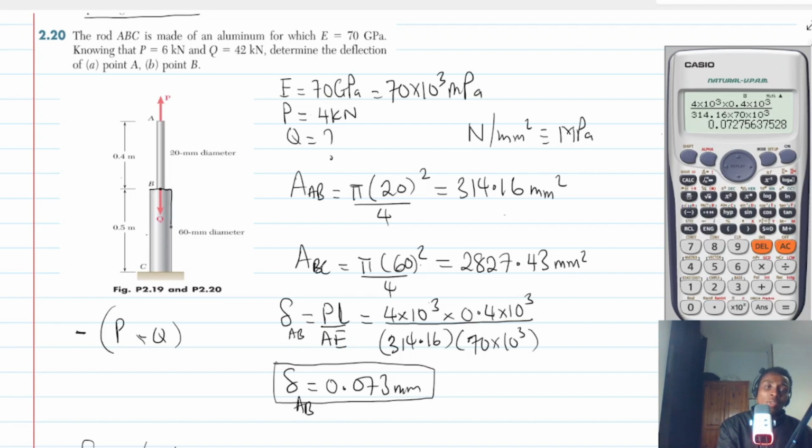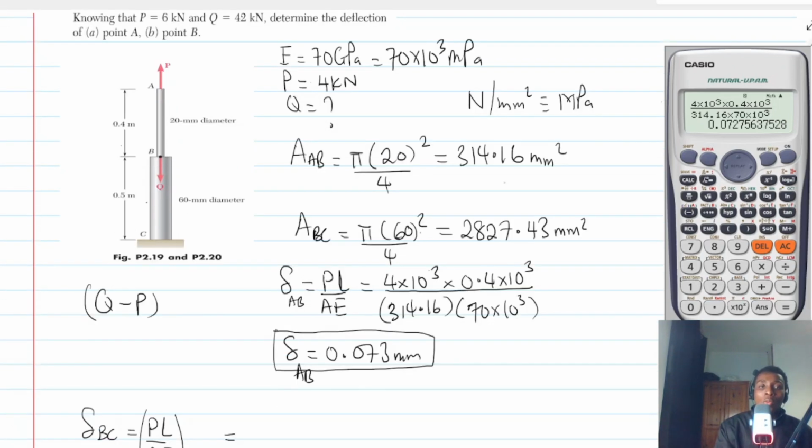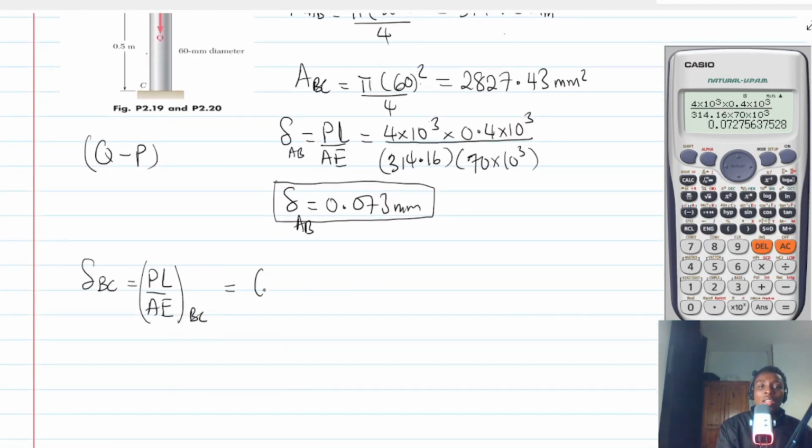But this sort of force is compressive, and it is given by the net effect of P minus Q. But it's a compressive force. So in fact, it is going to be Q minus P, because that will be like a compressive force. So here will be Q minus P. That is the force within BC.